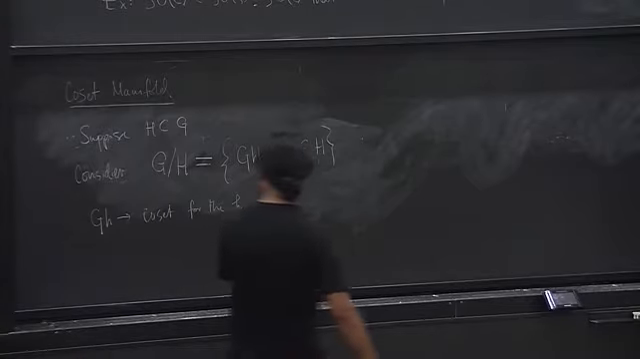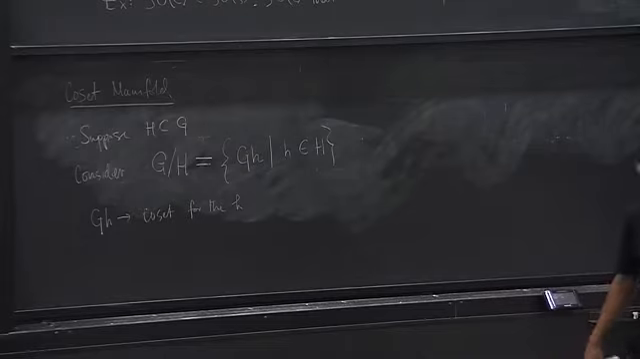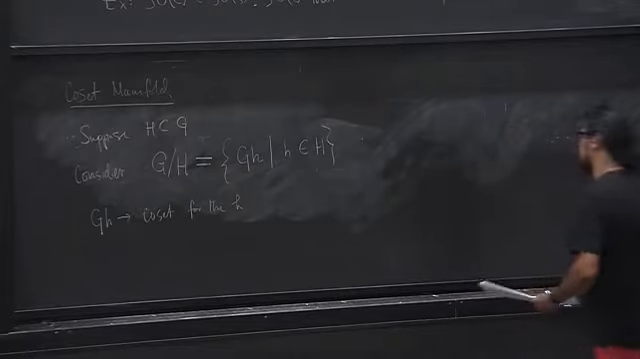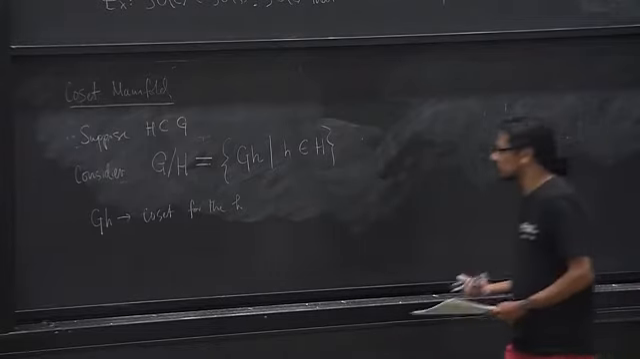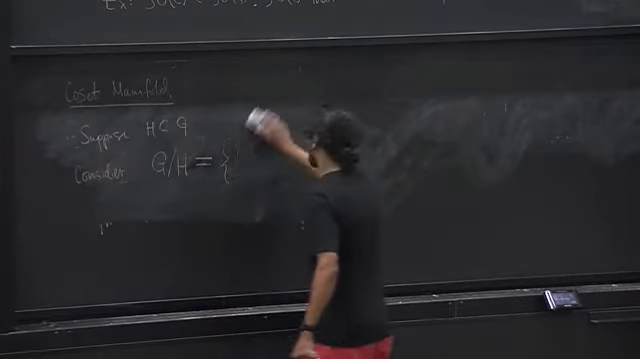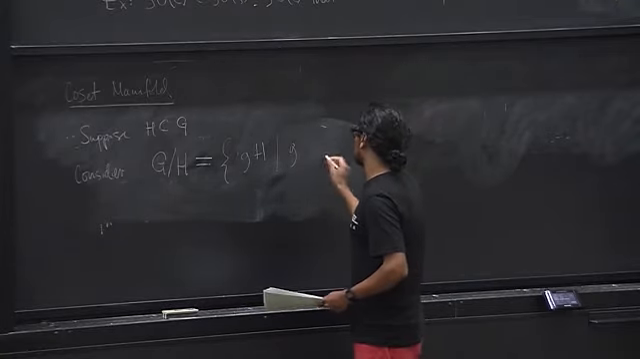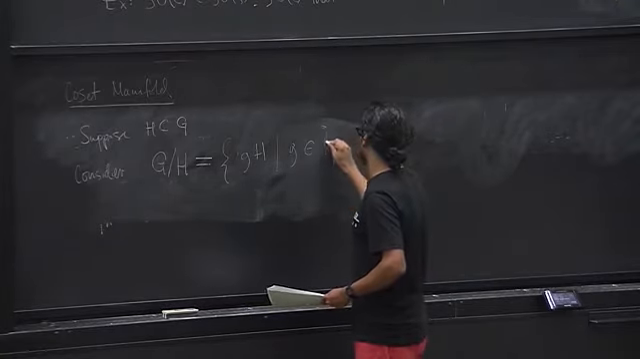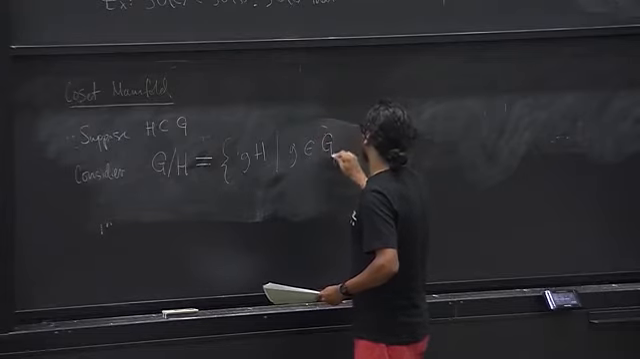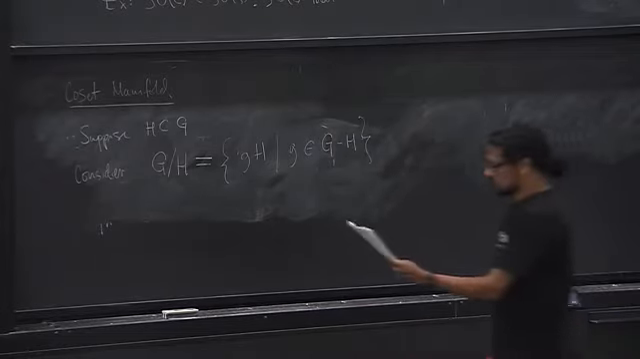Shouldn't it be the other way around? Small g, big H. Oh, I see. Yeah, you're right. It should be like this, right? And G is in the complement, G minus H, right? Okay, all right, cool.